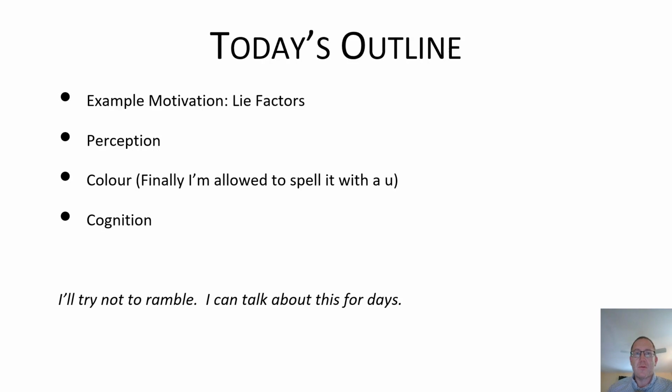Okay, so we're going to quickly look at lie factors. I think we have another set of slides with lie factors afterwards. Then we're going to look at perception, because lie factors are a part of what we're looking at when it comes to perception. Then we're looking at color and cognition.